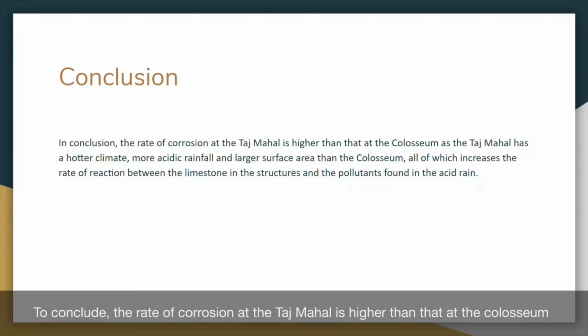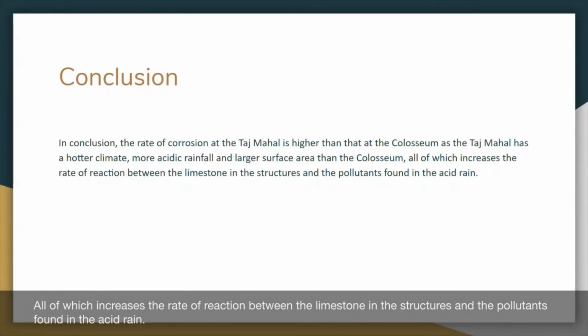To conclude, the rate of corrosion at the Taj Mahal is higher than that at the Colosseum, as the Taj Mahal has a hotter climate, more acidic rainfall, and larger surface area than the Colosseum, all of which increases the rate of reaction between the limestone in the structures and the pollutants found in the acid rain.